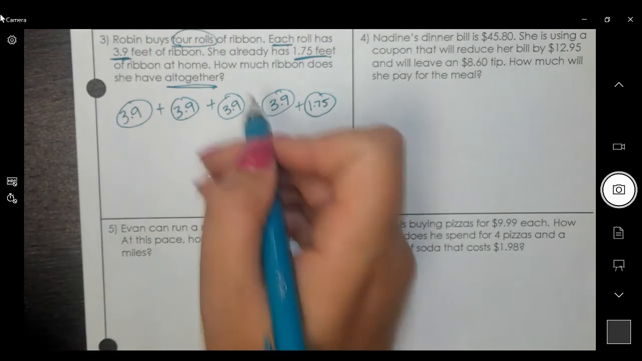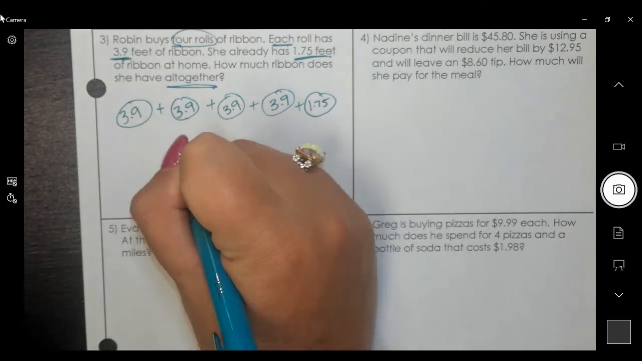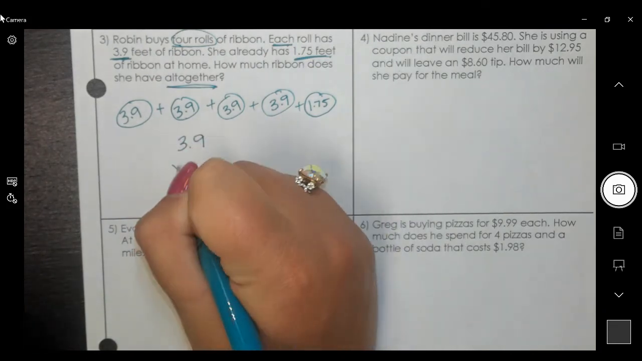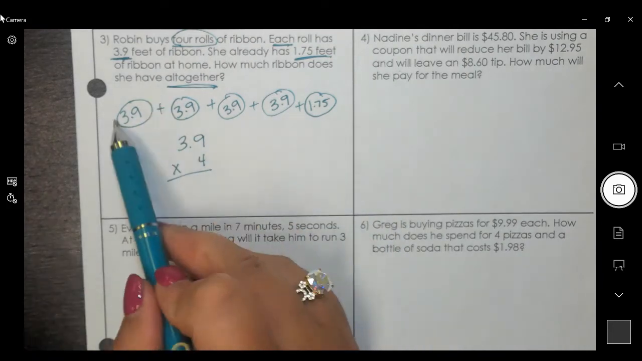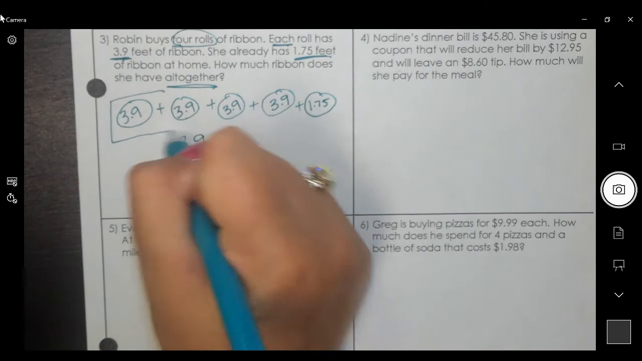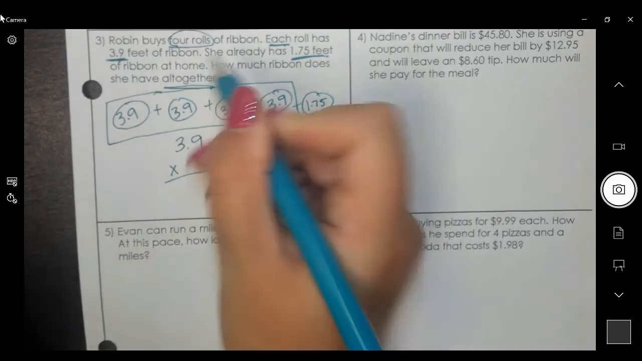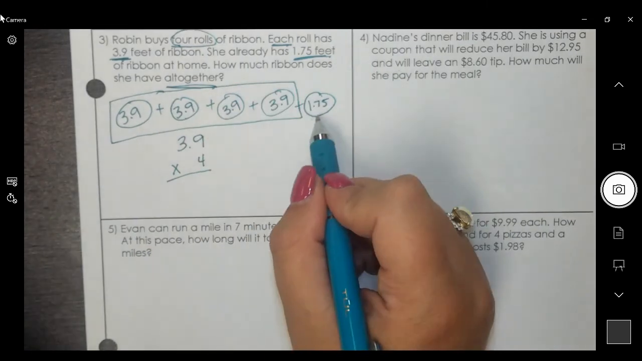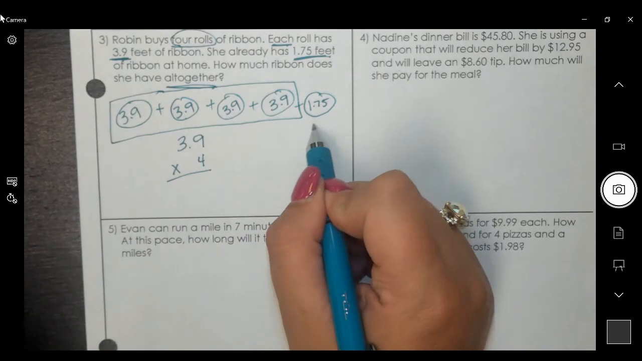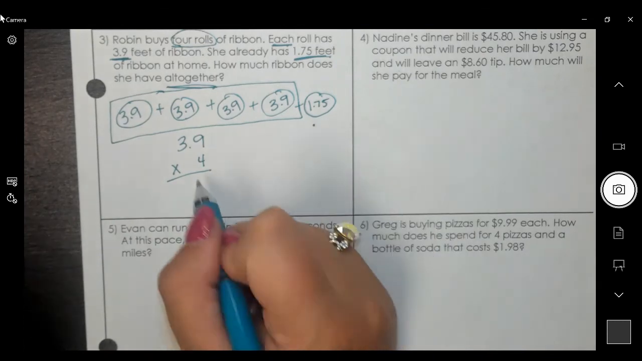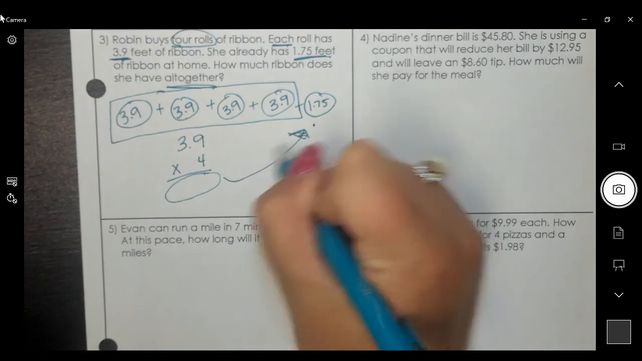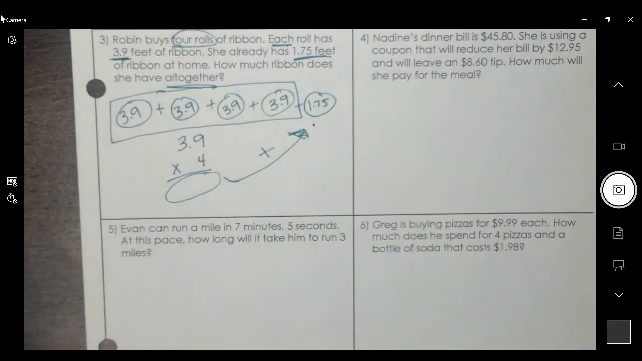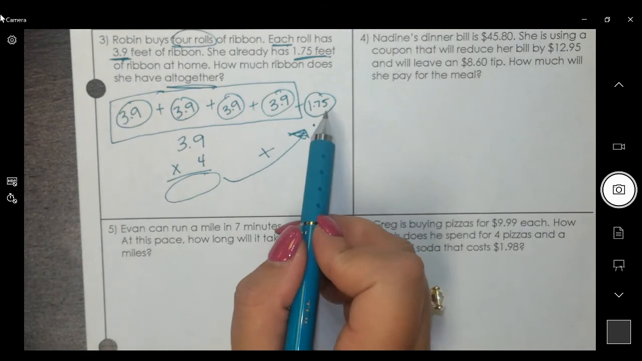Or you could do repeated. Since it's repeated addition, you could do some multiplication. And this right here would figure out how much this new ribbon costs. And then we would have to add in this ribbon right here. Okay, so once you get this answer right here, you need to add that 1 75/100.